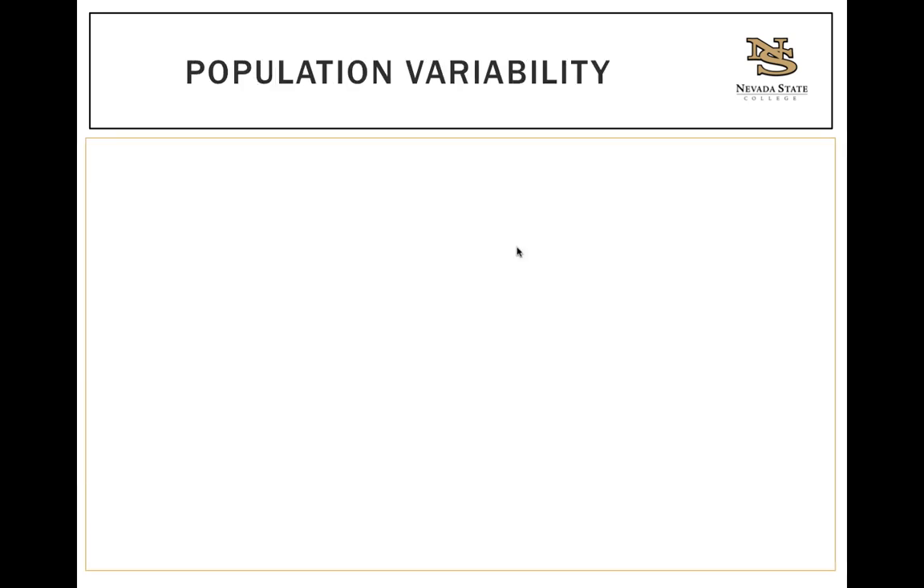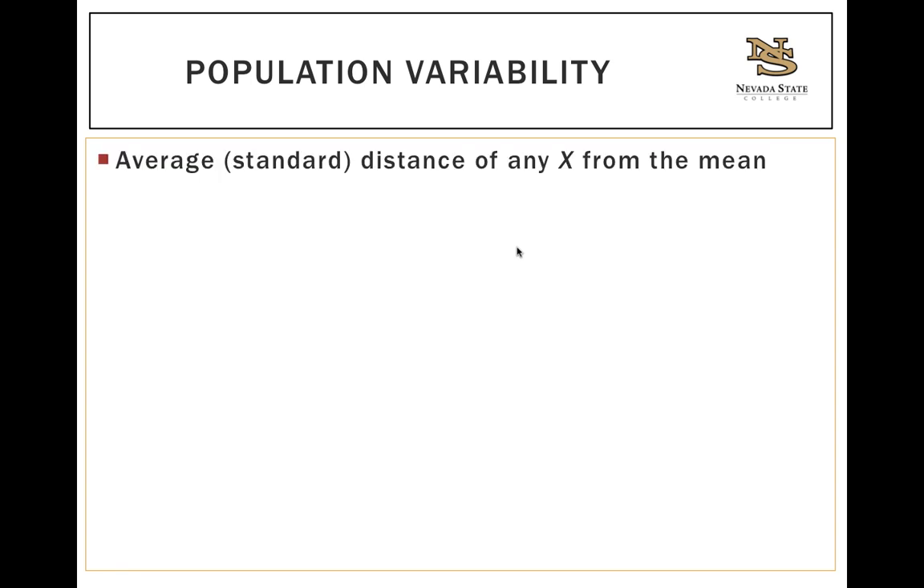So now we will move on to calculating the standard deviation for a population. So remember again that your standard deviation can be thought of as the average or standard distance of any score represented by x from the mean. Deviation simply means movement away from. So we're simply looking for the average movement away from the mean for any score in comparison to all of the other scores.